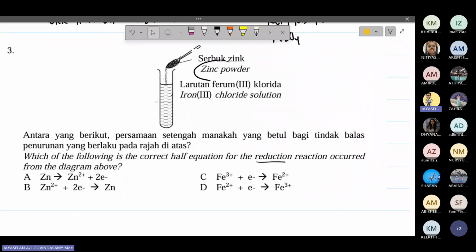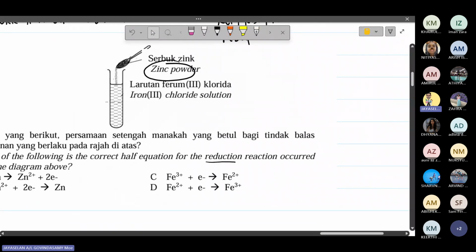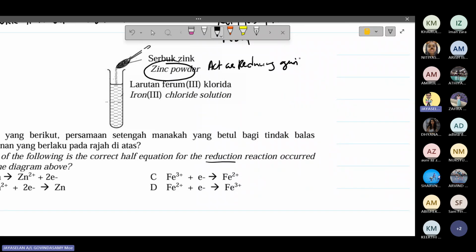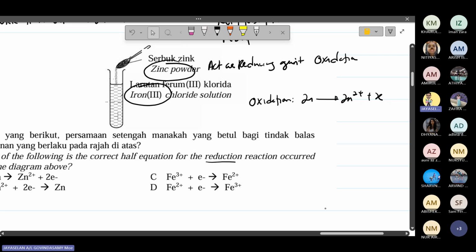Okay, now we do this question. When you see zinc powder, this is a more electropositive metal, acts as what agent? So you all put here, reducing agent. Reducing agent undergoes what reaction? Oxidation. So here you put oxidation. So what will happen? Zinc becomes Zn2 positive plus 2 electrons. You already score 1 mark.